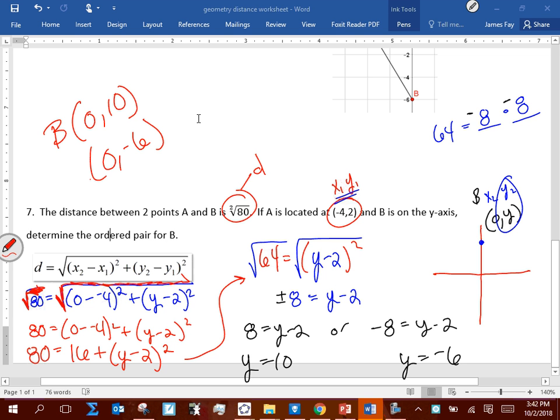Hopefully that helped. Like I said in class, we're going to use this stuff a lot. So the sooner we can get a grasp for this type of problem, the better we're going to set ourselves up for other sections.